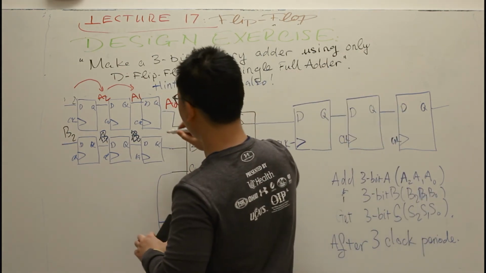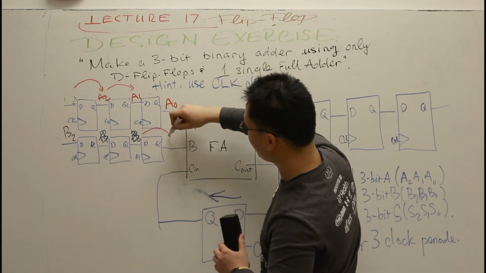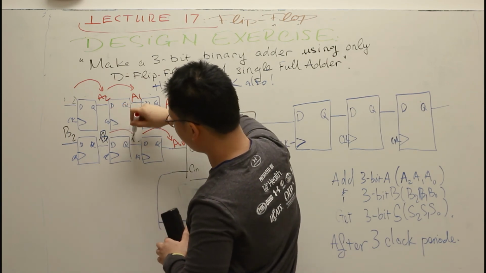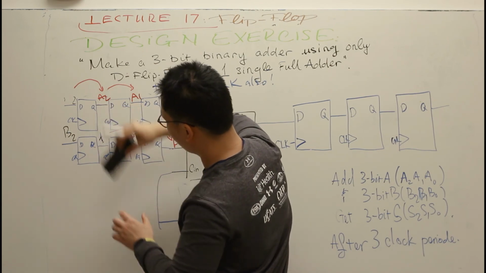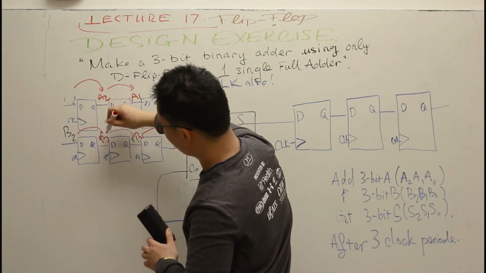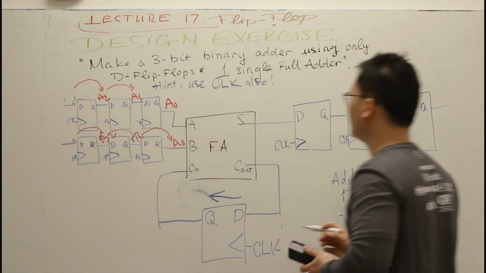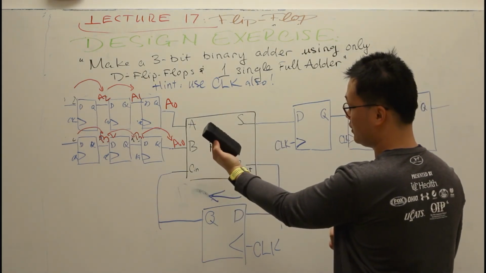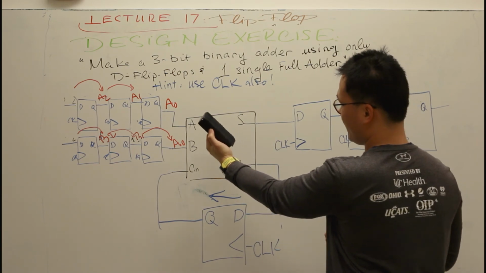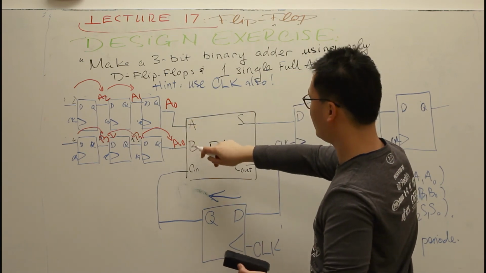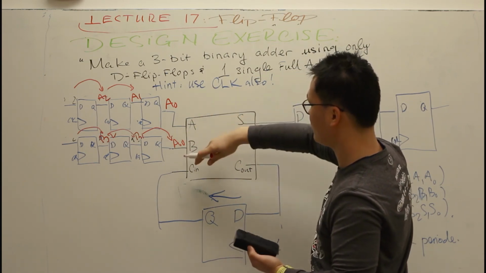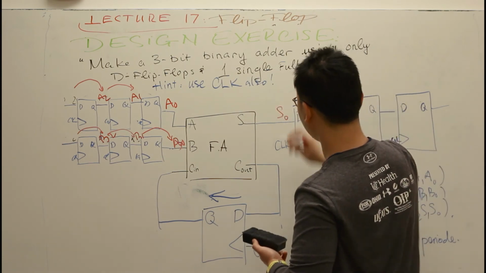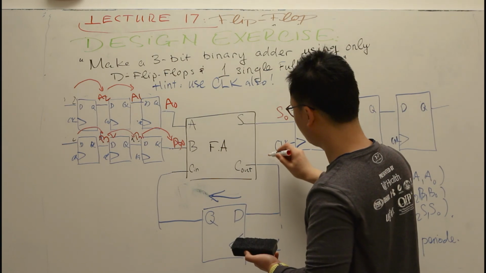For B, it's the same thing. B0 jumps into here, B1 jumps to here, and B2 jumps into here. What happened is that now we have the carry out, right? So we have A0 and B0. Your full adder will add these two numbers together and spit out S0. It also spits out C0.